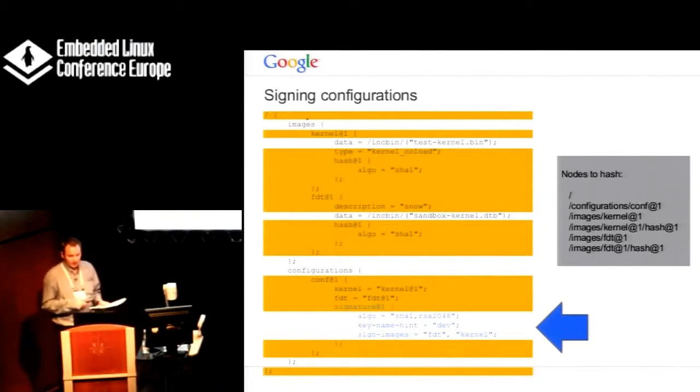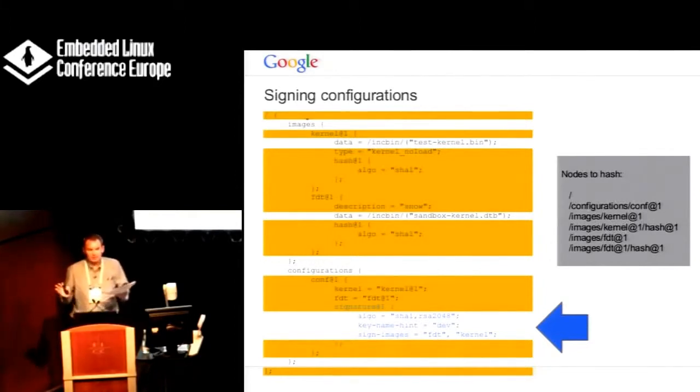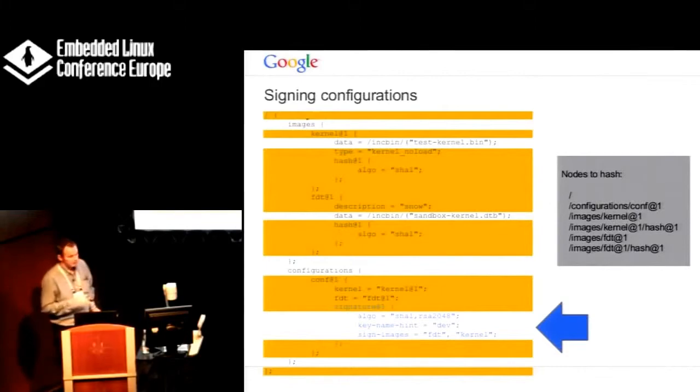So we're not now hashing the entire image, but we're just hashing this metadata here. Because the kernel has its own hash, we don't need to even hash the data here. We know that must be valid because of the hash here. So we can actually hash maybe 400 or 500 bytes of data, and that's enough to protect the entire configuration, which is quite a nice property. And on the right-hand side, you'll see a list of things that need to be hashed.